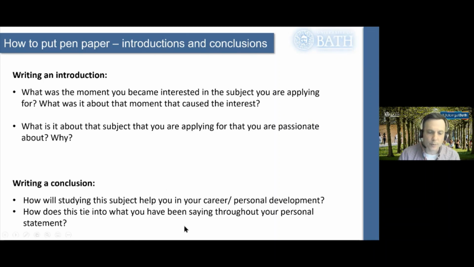How does this tie into what you've been saying through your personal statement about the passion for the subject, really? And maybe mentioning what it is you're really particularly looking forward to developing. And that's another way. So it's just focusing around the actual study itself. That's probably where I want to end it for now.